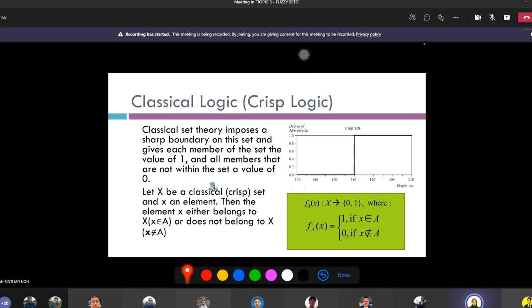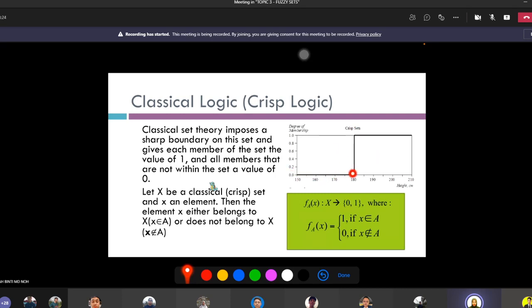Okay. Classical logic. Dalam classical logic, the classical set theory imposes a sharp boundary of the set. Kalau kita cuba represent the crisp or classical logic into the same concept of the fuzzy graph, the graph will be like this. Okay, dia akan ada sharp boundary dekat situ. Right, sebabnya dekat 180 dia terus masuk kepada 1. Right, so sama ada dia yes or no.